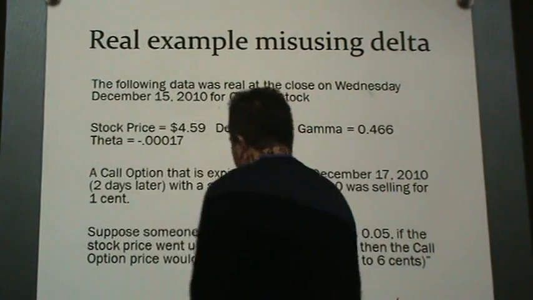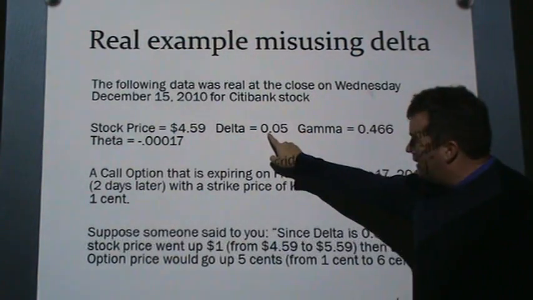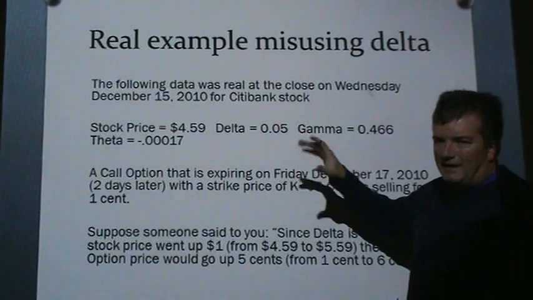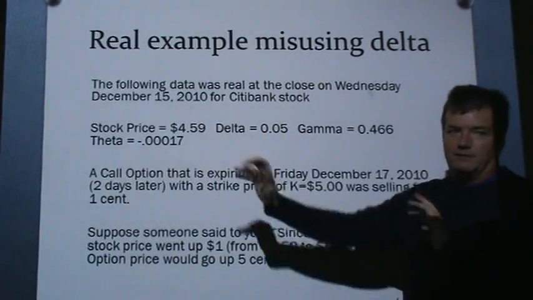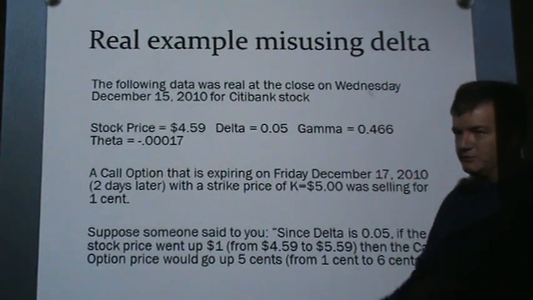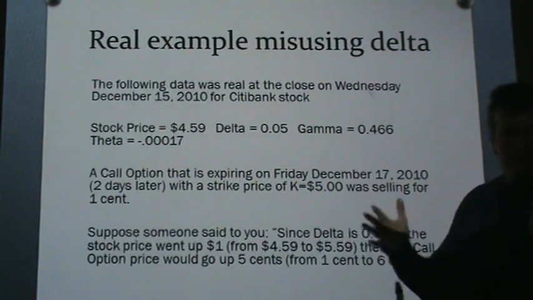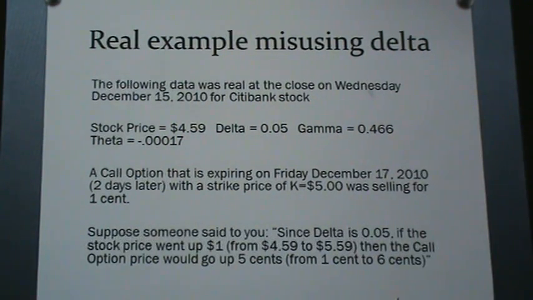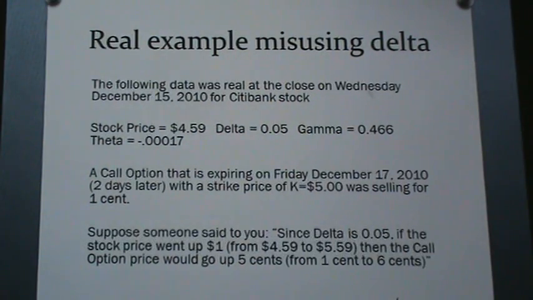But it's certainly that statement that for every $1 the stock goes up, the call goes up 5 cents. That's not true for a range of $1. It's true for a very small range. And if you want to get a sense for how big the range is that it's valid, you look at gamma. So that's really the point of gamma.